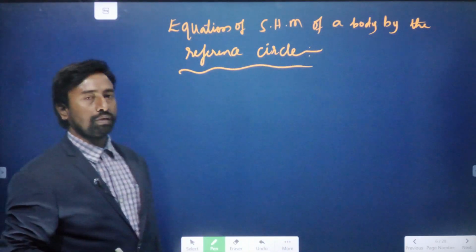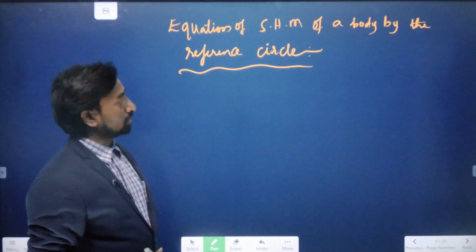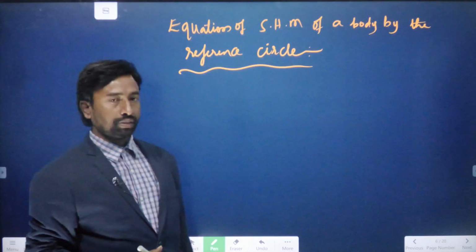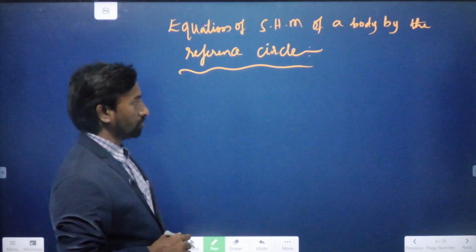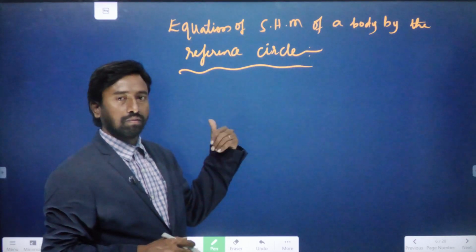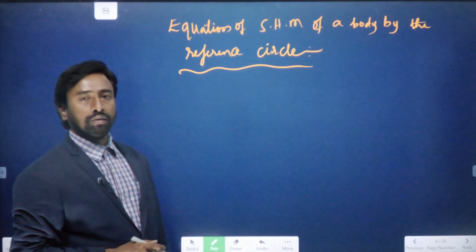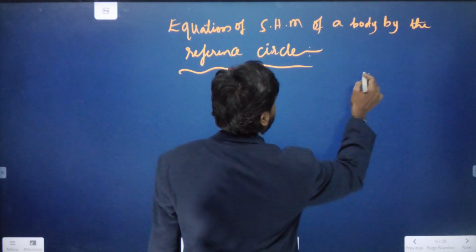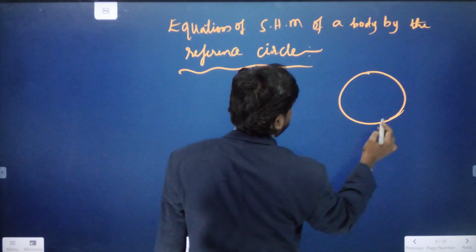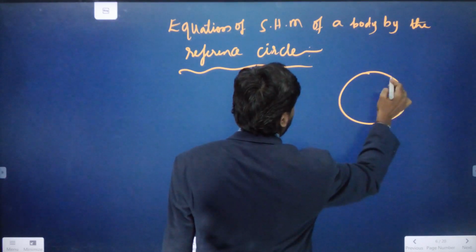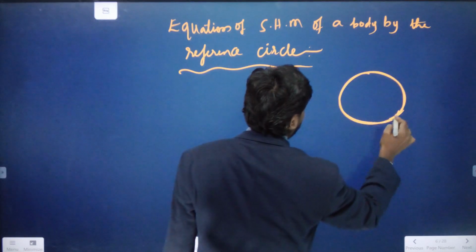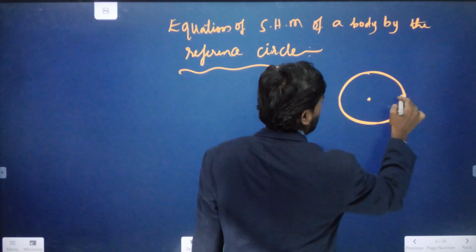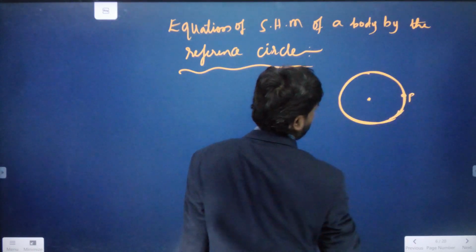By using this reference circle we are going to get the displacement equation of the simple harmonic motion. First we'll get the displacement equation, then from that we are going to get the velocity equation and acceleration equation. For that, I'll take a reference circle in which a particle is having periodic motion about the center. Let us consider a particle P moving here.